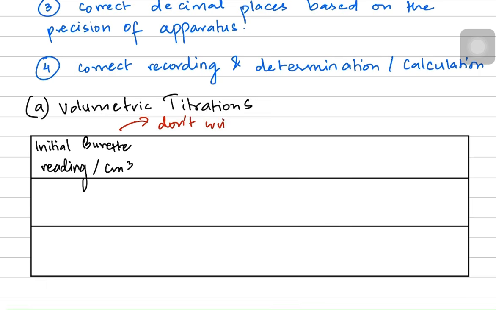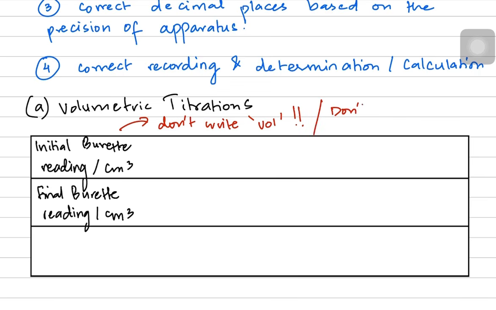Make sure you can't write just VOL for volume. It's not much appreciated. You might get a mark for it, but there are chances that they might ignore it and not give you a mark. The second row is generally final burette reading. Again, we place a slash afterwards, and then we place the unit, which is centimeter cube. Another important thing to keep in mind is don't write INI or FIN for initial and final. Just put in some effort, write the proper words, write the entire thing.